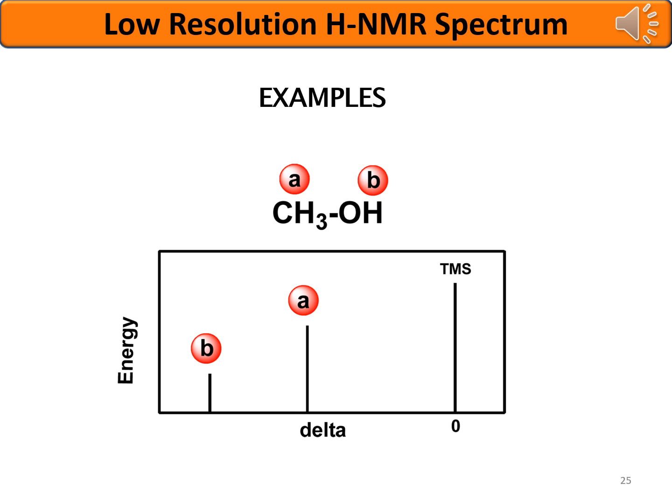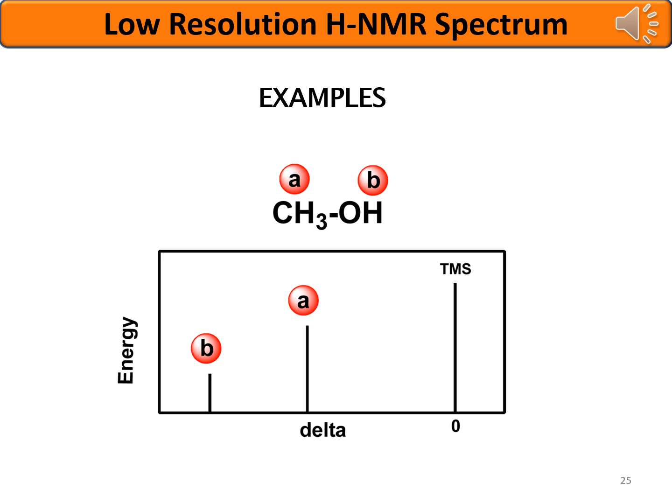So these are a few examples to draw the low resolution HNMR spectrum. The first compound is methanol, CH3OH. In step 1, we identify the number of types of proton. Here there are 2 types of proton, A and B. And in step 2, we check whether any similar groups are present. Here there are no similar groups present.